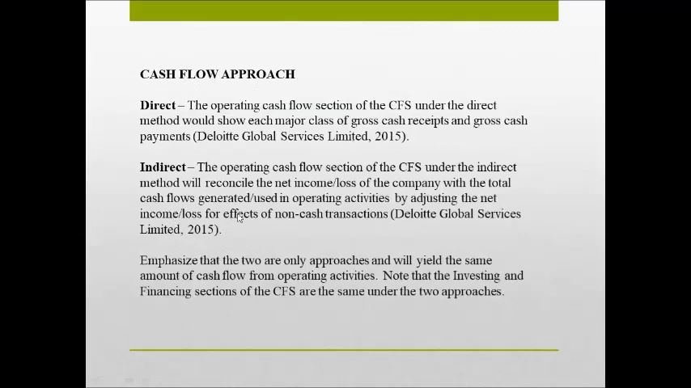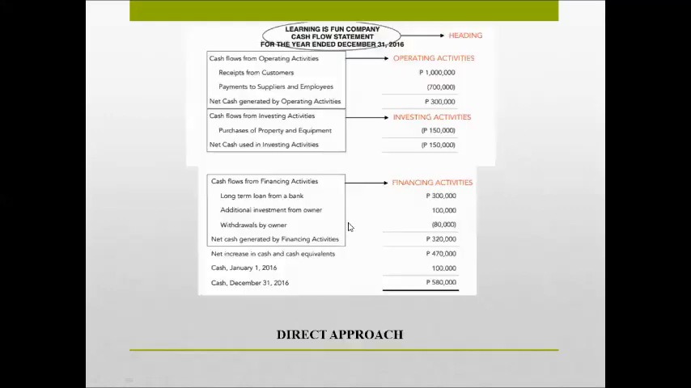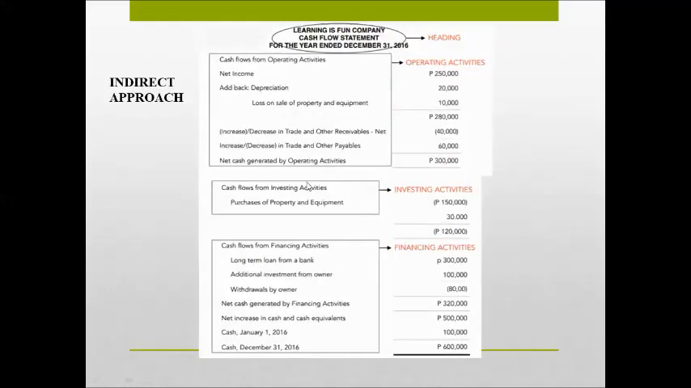Alright. So kapag indirect approach tayo, the operating cash flow section, under the indirect method, will reconcile the net income or loss of the company with the total cash flow generated or used in operating activities by adjusting the net income or loss for the effect of non-cash transactions. So basically dito, ina-add back natin ang mga non-cash transactions, which are the depreciation and the loss on sale of property and equipment.